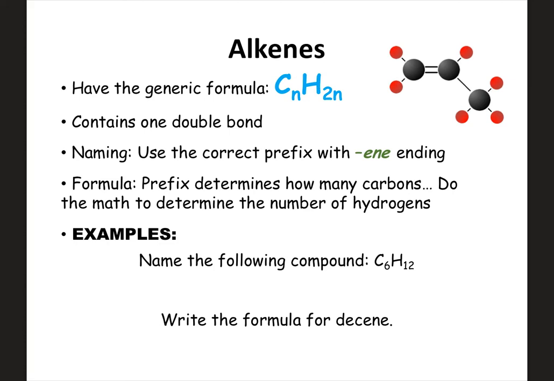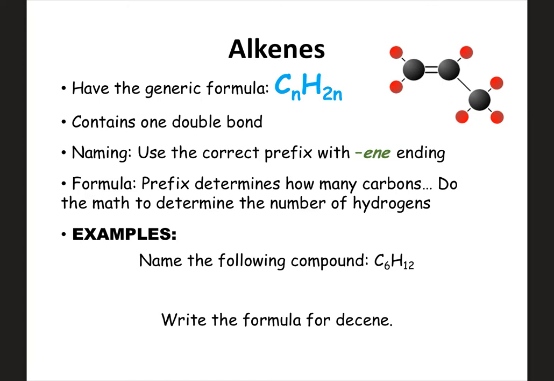So to name these, it's very similar to alkanes. You have to use the correct prefix. So the number of carbons tells you which prefix to use. But once you see that the hydrogens are just times 2 the number of carbons, you know this is an alkene and has to end in ene. And then the formula works the exact same way as before. You use the carbons to tell you which prefix to write, and then because it's an ene, you take the number of carbons and just times 2 to get the number of hydrogens.